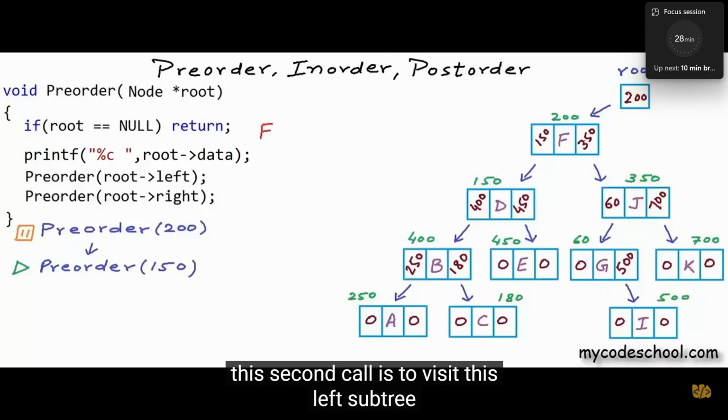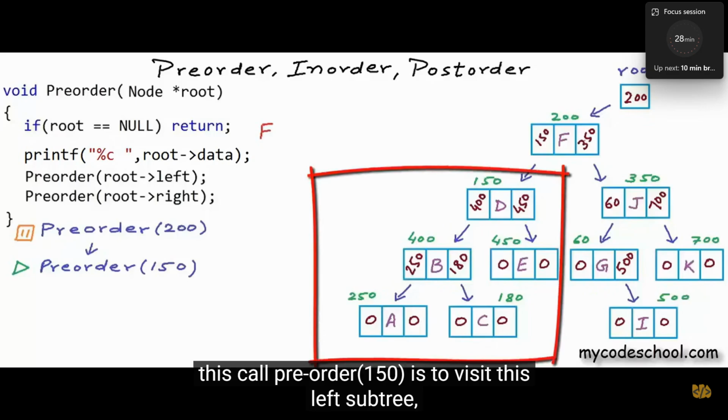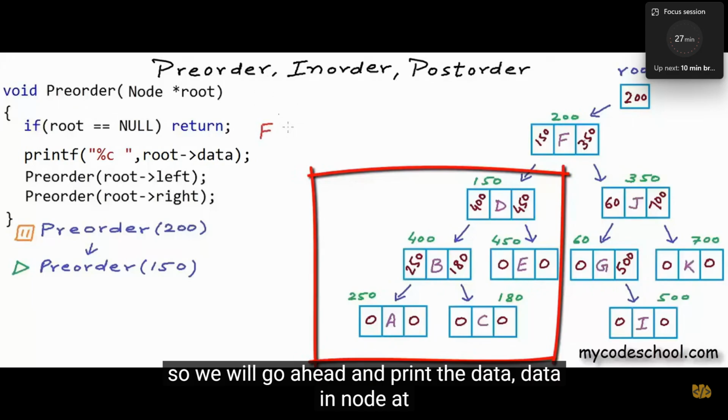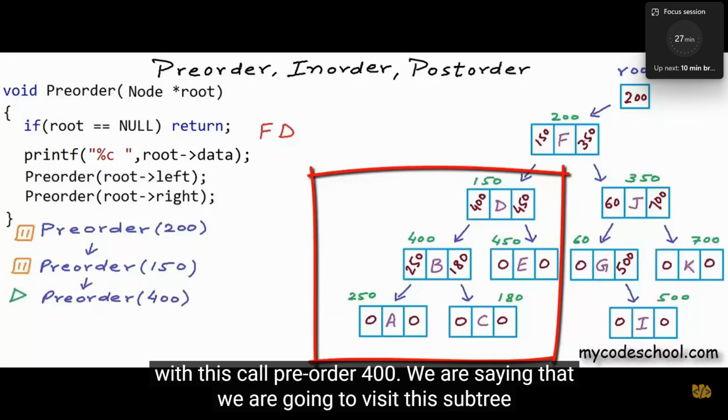This second call is to visit this left subtree. Address of the left child of node at 200 is 150. Once again, for this call, root is not null, so we will go ahead and print the data. Data in node at 150 is D, and now once again there will be a recursive call. With this call, pre-order 400, we are saying that we are going to visit this subtree.